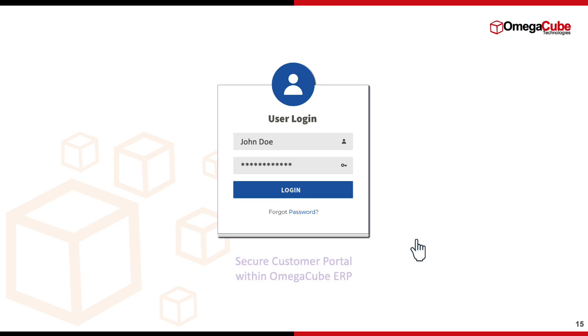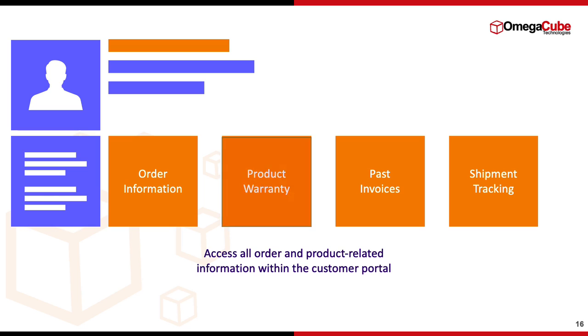Customers can securely access their order-related information by logging into a customer portal within OmegaCube ERP. They can access order details, warranty information, shipping info, invoices, and more details under a single platform.